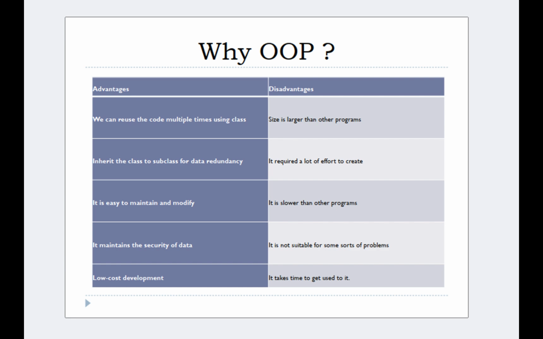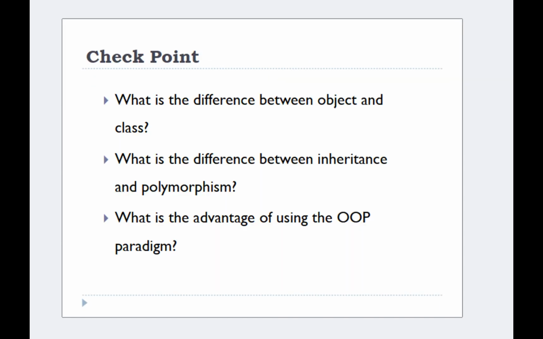Why OOP? Advantages: we can reuse the code multiple times using classes, and inherit the class to a subclass to reduce data redundancy. It is easy to maintain and modify. It maintains the security of data. Low cost development. Disadvantages: the class size is larger than other programs. It requires a lot of effort to create. It is slower than other programs. It is not suitable for some sorts of problems. It takes time to get used to it.